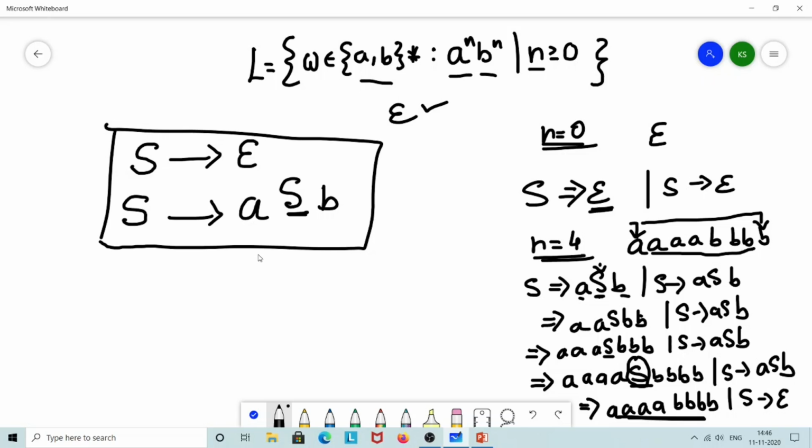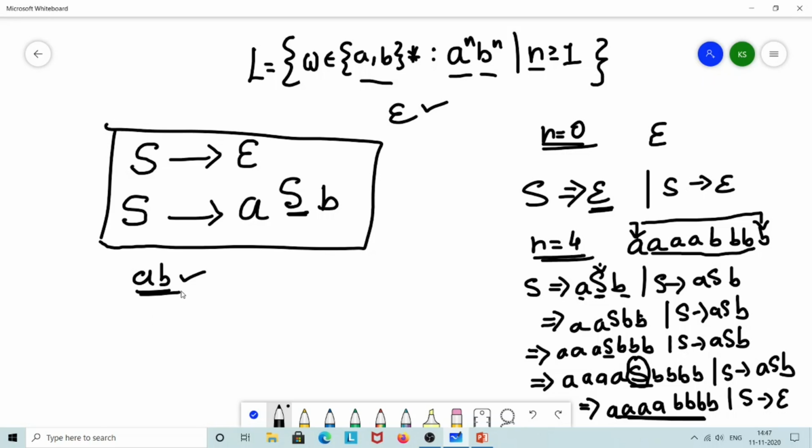Okay, now let me take a small variation of this problem. What if I change the value of n to 1? If I change the value of n to 1, here the minimum n value is 1, right? So I should have at least 1a followed by 1b. Okay, so this is the smallest string that is valid as per the definition of the language.